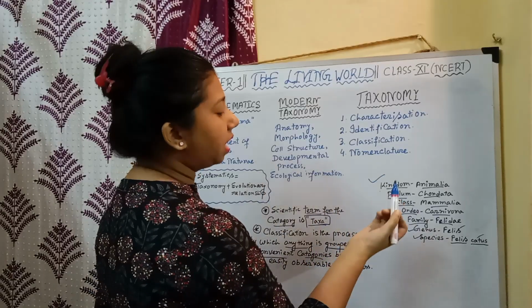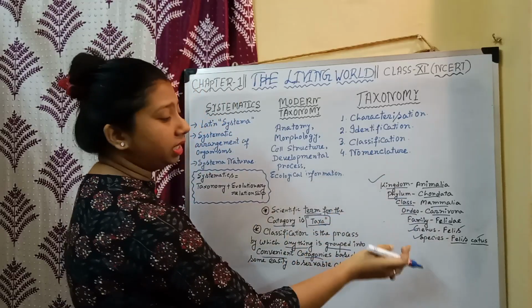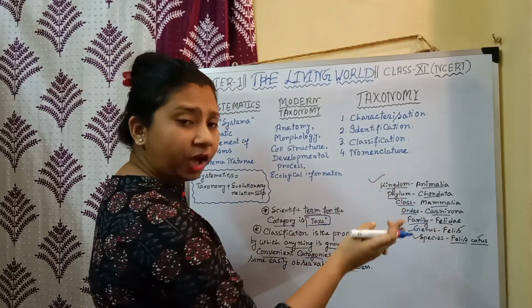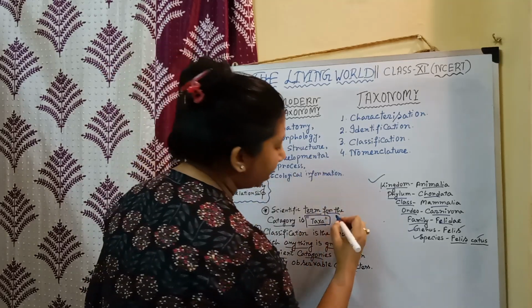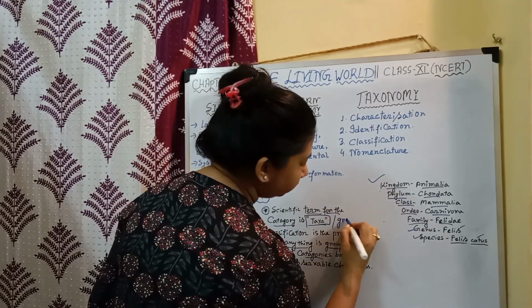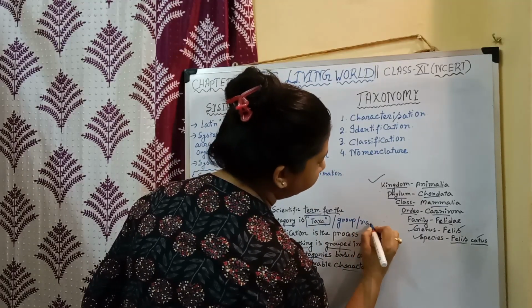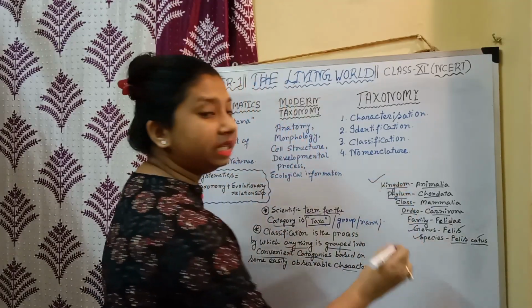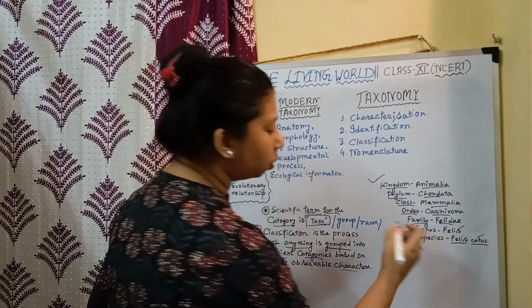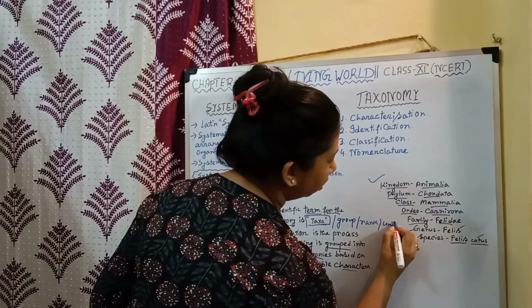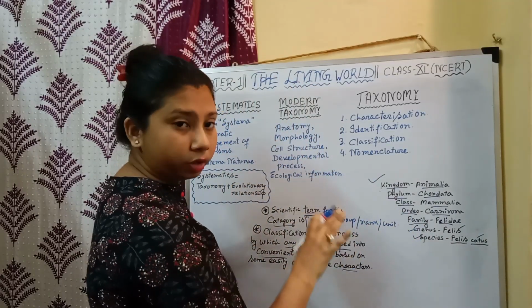Kingdom is a taxa, phylum is a taxa. These are all taxa. That means we can call kingdom, phylum, class, order, family a category. We can call these a taxa, a group, and a rank. We can also call these a unit of classification, so we can call them a unit also. So these are all various names of the category. You have to memorize this.